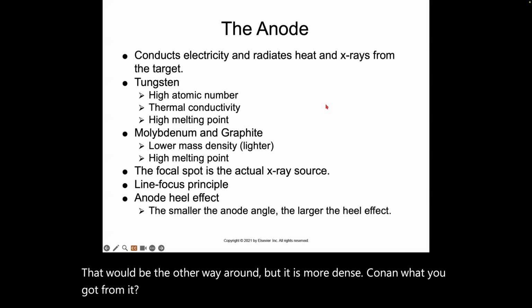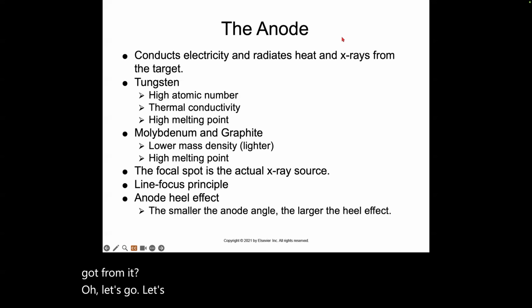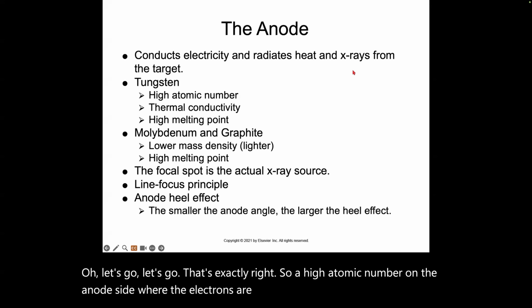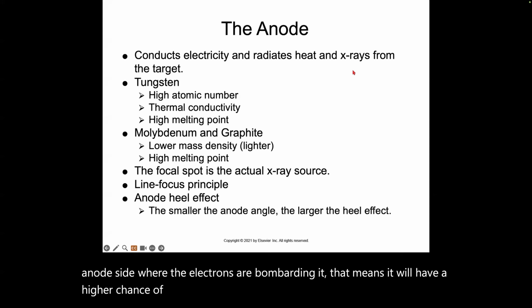Because it has a high atomic number, it can have more interactions, which can create more X-rays. Oh, let's go. That's exactly right. So a high atomic number on the anode side where the electrons are bombarding means it will have a higher chance of having interactions to create X-rays. So more efficient in X-ray production.